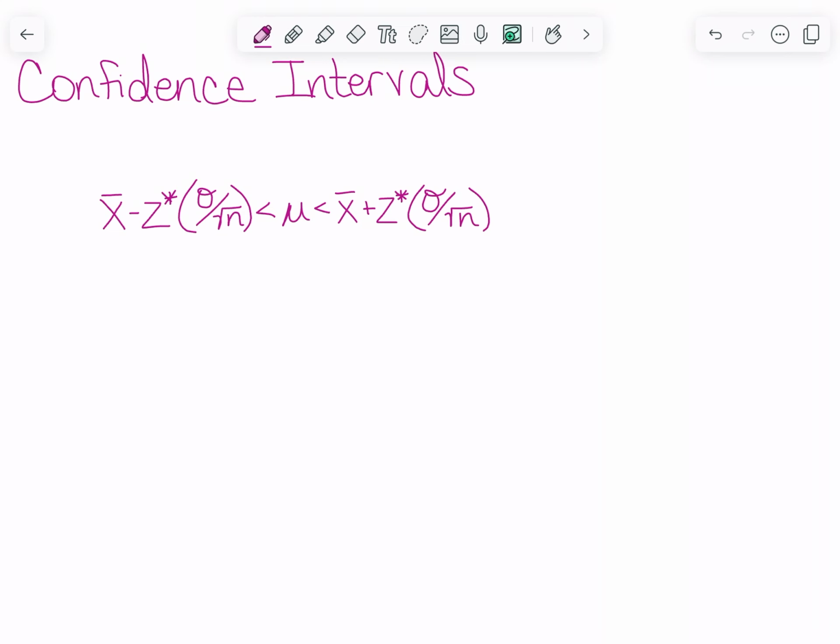Here's the general formula to calculate a confidence interval, and I want to look at a few things about this. First off, we do have the term x bar, that's our sample mean. Sigma, this is our population standard deviation, and n, this is our sample size. But we also have this variable z star. This comes from our confidence level.